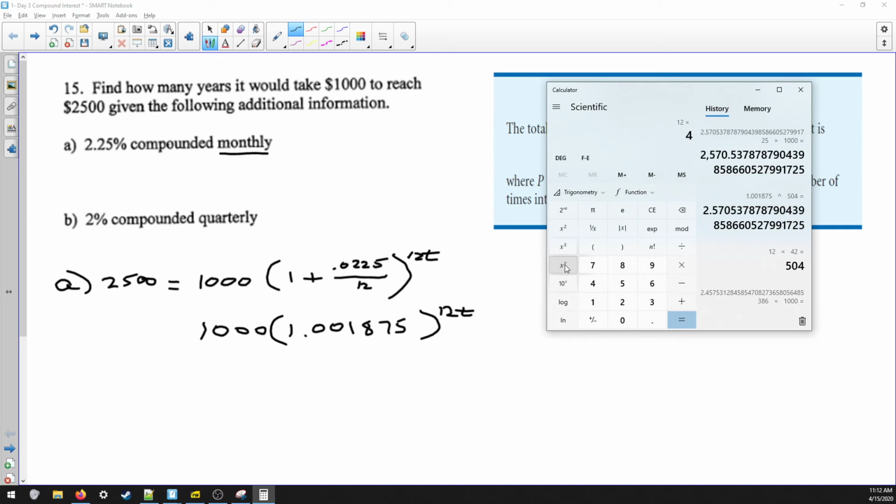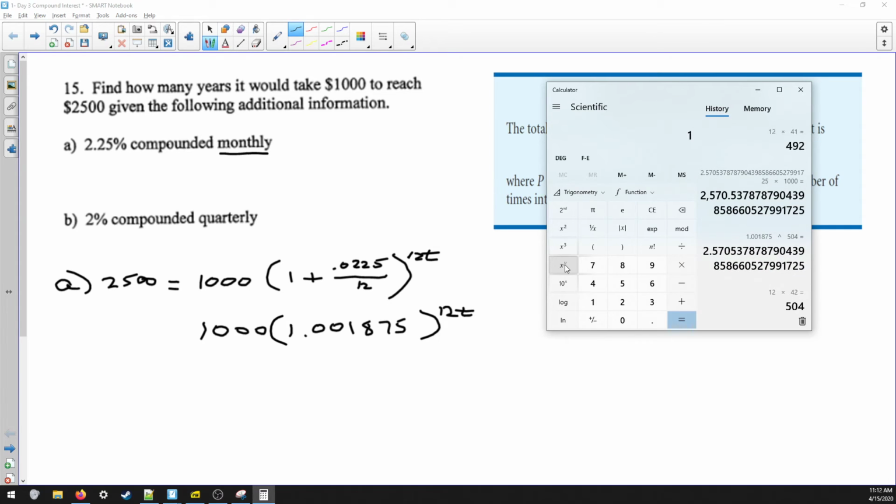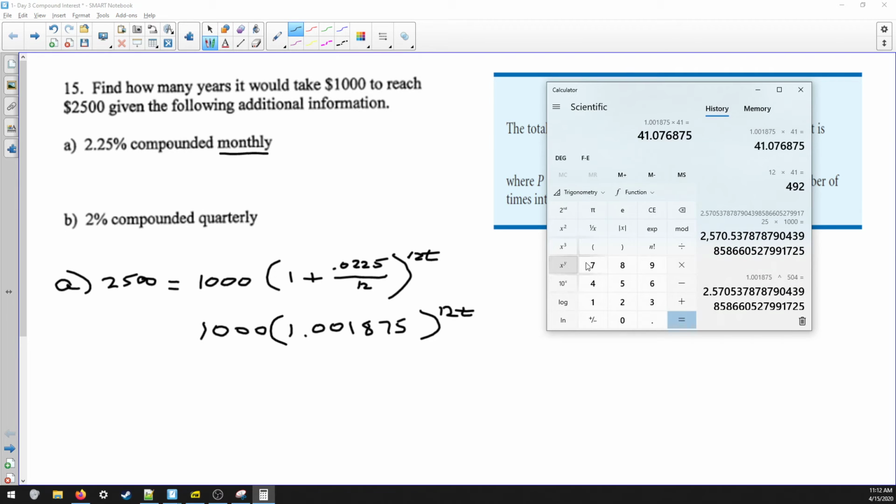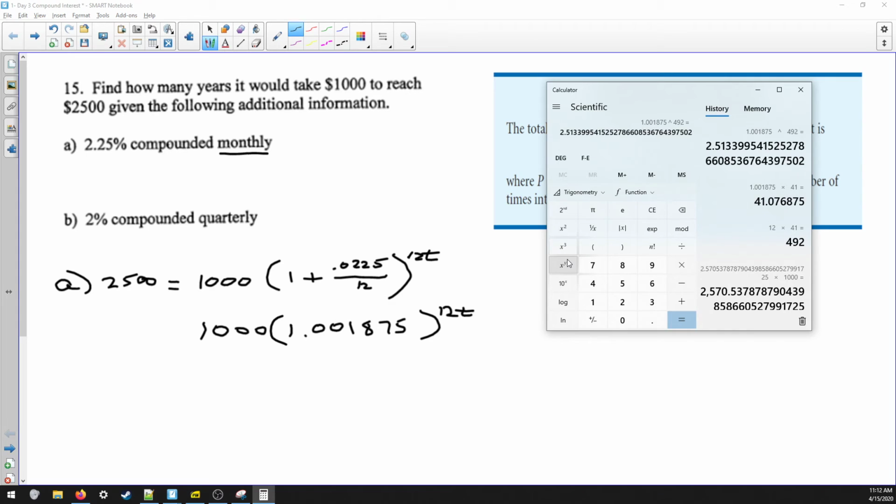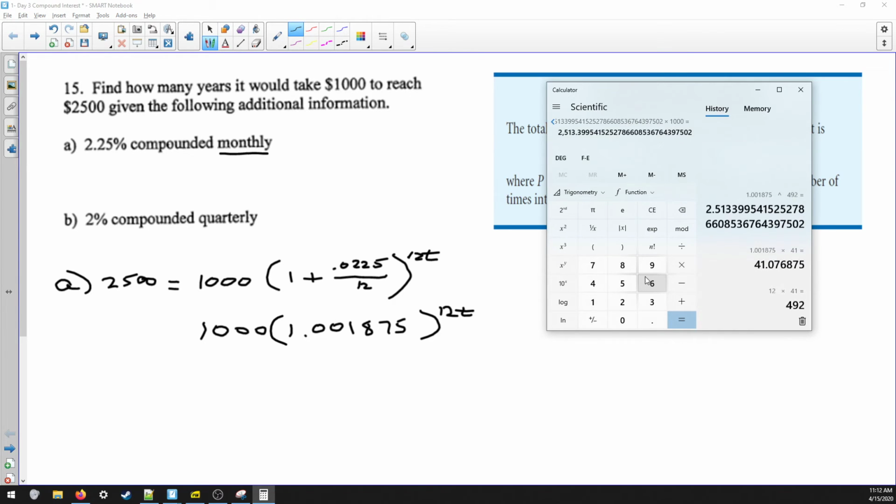So 12 times 41 is 492. Let's try that again. 1.001875 being raised to the 41 times 12, which would be 492, okay? And then times 1,000, okay? So if you notice, now I'm at $2,513. Okay, so that's what they were asking for.